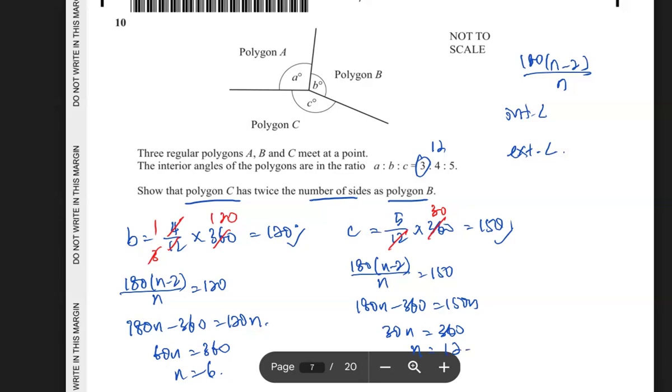The number of sides for B is 6. The number of sides for C is 12. So you show that this is twice. Now another way is to use exterior angle.